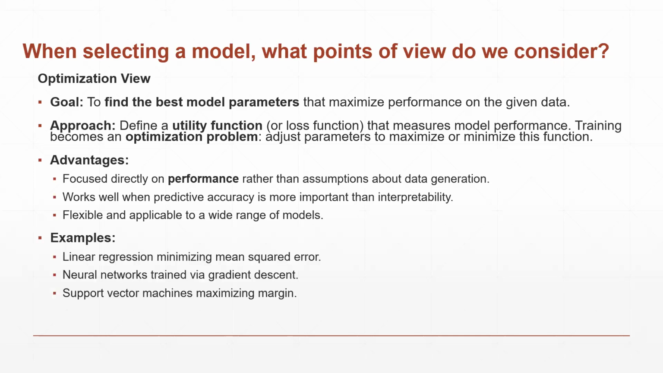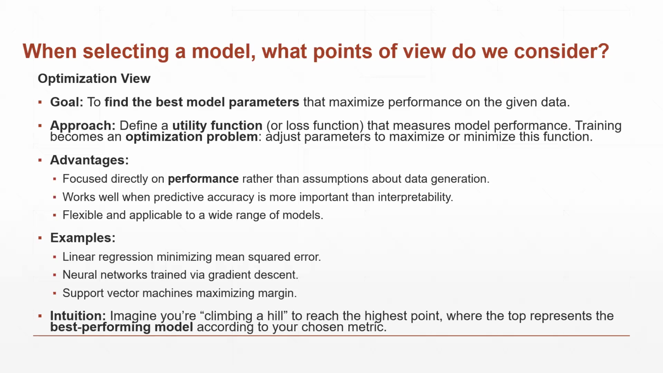Some examples include linear regression, where we try to minimize the least squares error, neural networks, where we train them using a process called gradient descent, and support vector machines, where we maximize the margin.